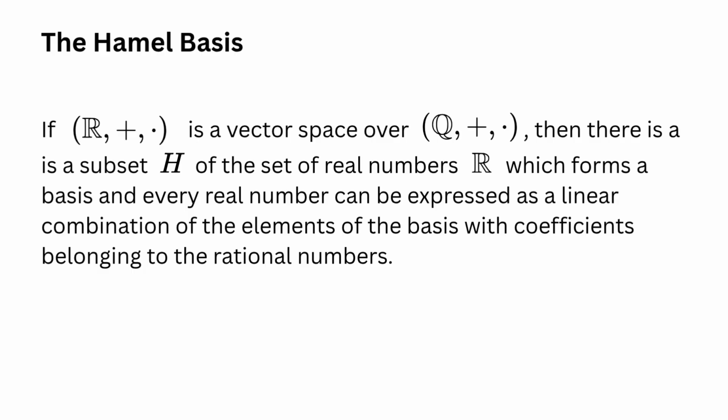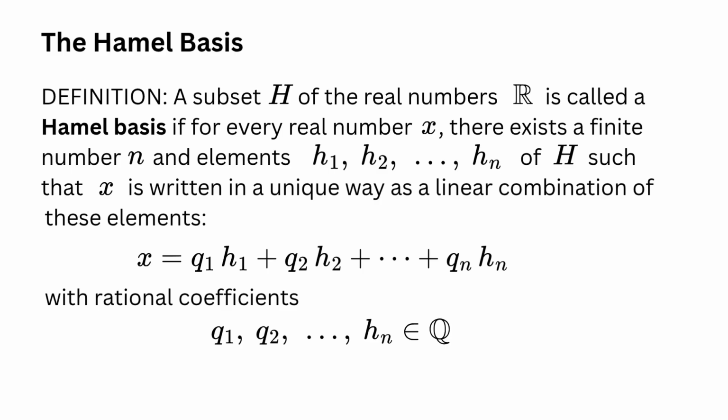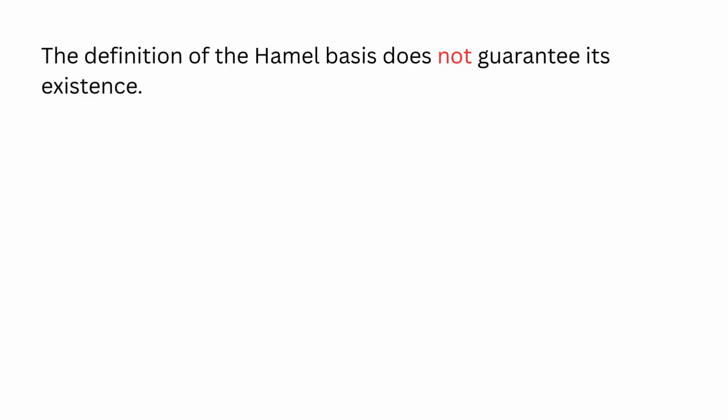Let me be more formal. A subset H of the real numbers is called a Hamel basis if for every real number x there exists a finite number of elements h1, h2, up to hn of the basis H such that x is written in a unique way as a linear combination of these elements with rational coefficients. The expression of x in terms of the basis elements is known as the Hamel decomposition of the real number x. The definition of a Hamel basis does not guarantee its existence.